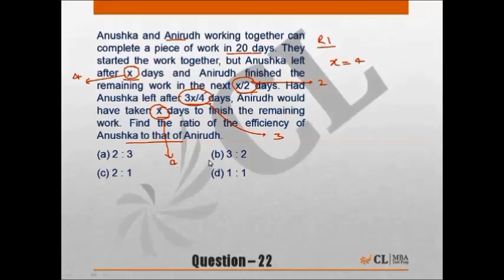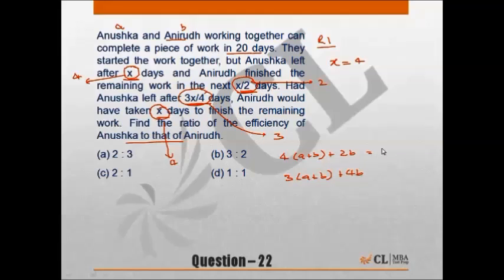Okay. Let me assume the rate of working of Anushka is A units per day and Anirudh is B units per day. So when Anirudh and Anushka were working together for x days or for 4 days, the amount of work completed by them was 4 times A plus B. And then Anirudh alone finished the work in the next 2 days, so plus 2 into B. In the second instance, Anushka, had she left after 3x by 4 days, which means 3 days, that means they worked together for 3 days. And hence 3 times A plus B units of work was completed. Anirudh would have taken another x days or 4 days to complete the work, so 4B.